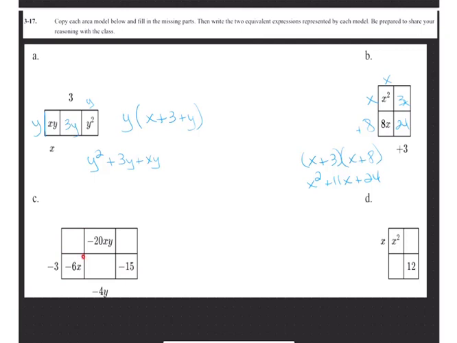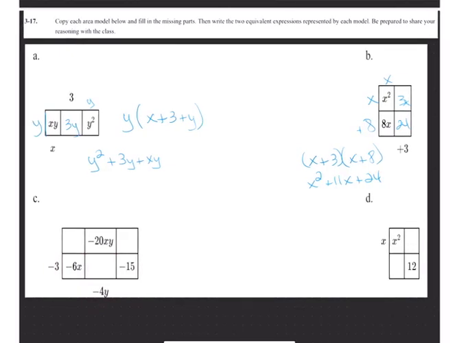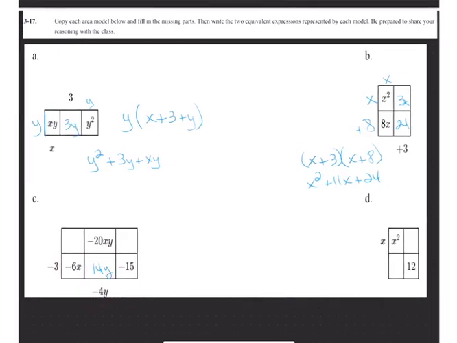So maybe I want to try this box, right? So in order to figure out this box, it's got to be my length. And do I know my length? Oh yeah, it's right there. And I need to know a height. Do I know the height? Oh yeah, it's right there. So I know I can fill in that box because I'm just going to multiply those two together and I'm going to get 14y. Right?